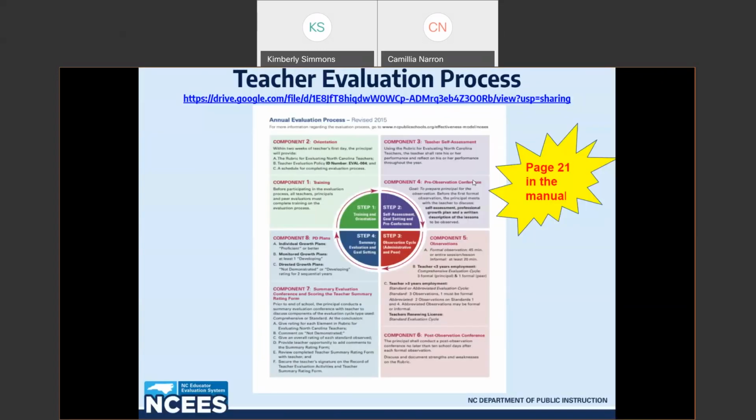So here we begin with the teacher evaluation process from page 21 in the manual, and it's also a handout for today's webinar. Our focus for today will be step 4, the summary evaluation and goal setting. All of the information that you see in this chart reflects North Carolina State Board policy.